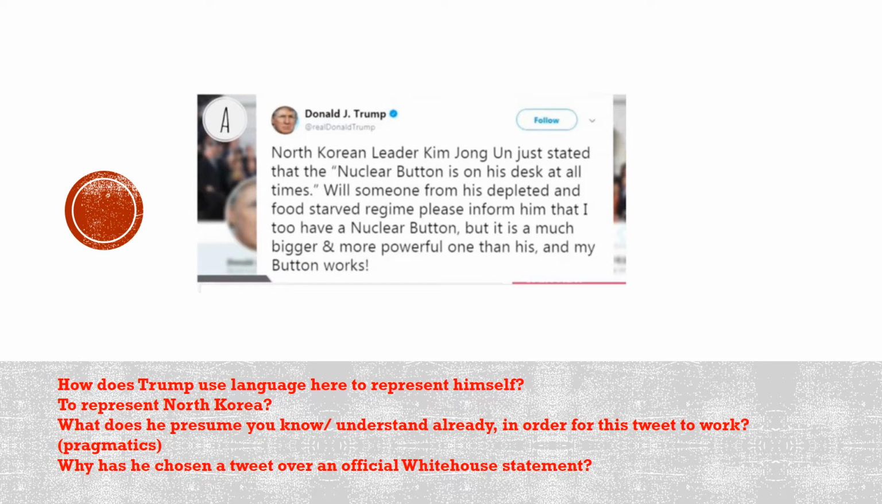Think about how Donald Trump uses language here to represent himself. How does he put himself across? What kind of person does he portray himself as? And how does he use language to do that? How does he use language to portray North Korea and the North Korean leader? What does he presume that you know or understand already in order for this tweet to work?